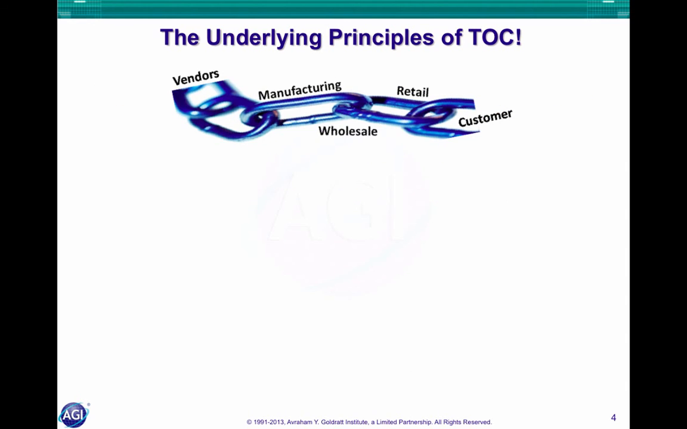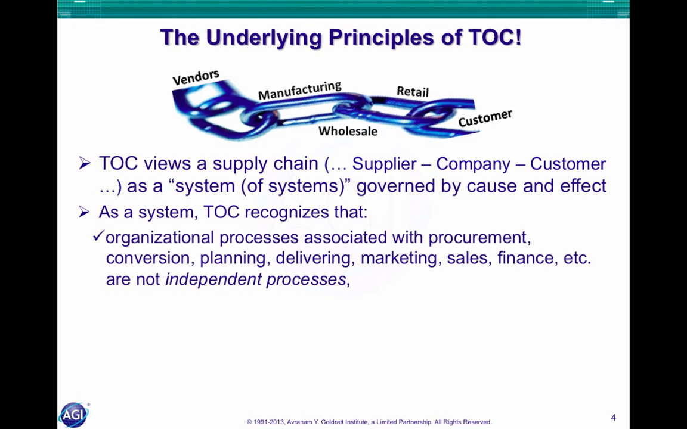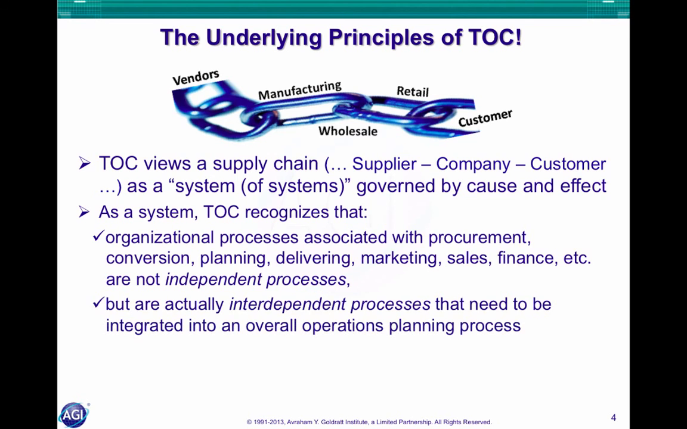As we start exploring the underlying principles of TOC, we can look at the entire supply chain from the end customer to the retailer, to the wholesaler, to the manufacturer, to the vendors, or we can simply focus our attention on the relationships within and between individual links in that chain. From a TOC perspective, we look at a supply chain as a system of systems governed by cause and effect. As a system, TOC recognizes that the organizational processes are not independent processes, but are actually interdependent processes that need to be integrated into an overall operations planning process.